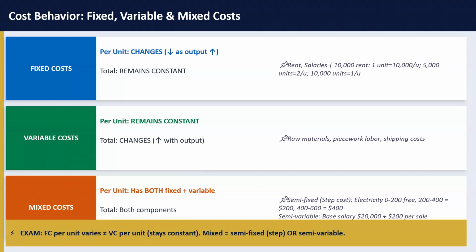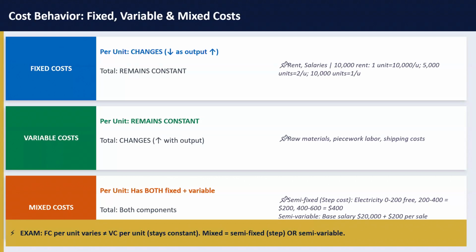From 0 to 200 units, according to the Karnataka government specifications as of now, the electricity bill for the owner will be free. They need not pay anything. Then from 200 units of electricity to 400 units, assume you will have to pay $200. That is fixed. If your electricity usage is anywhere between 200 and 400, you will be paying $200.